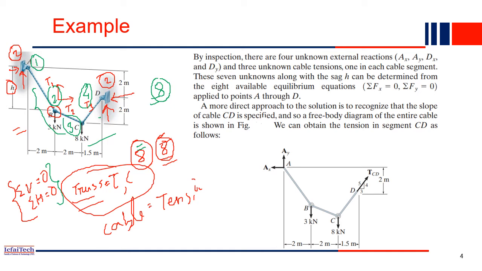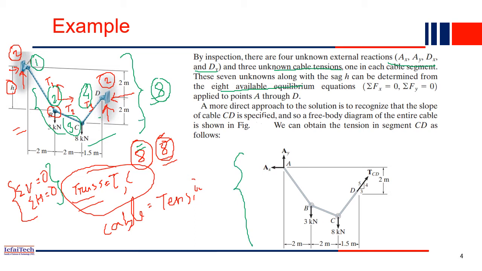So our first job will be to draw the free body diagram of this entire truss. By inspection, we already discussed there are 4 unknowns: Ax, Ay, Dx, and Dy, and 3 cable tension forces T1, T2, T3. So in total we have 8 unknowns and we have 8 equilibrium equations also. From this we have to compute all the unknown forces. So this diagram is the free body diagram of this one.